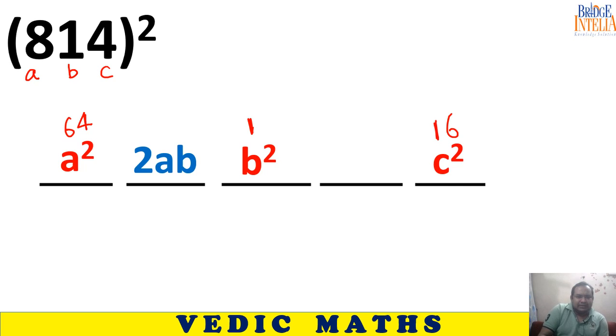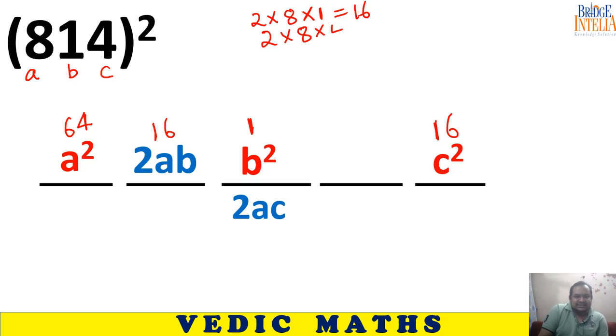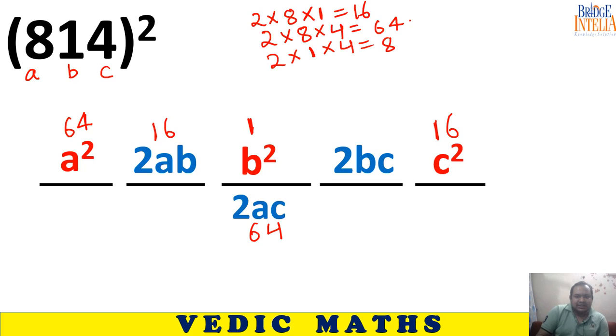What next? 2AB. So 2 into A is equal to 8, B is equal to 1. So that is equal to 16. So write 16 here. Then 2AC. So 2 into A is 8 and C is 4. So that is equal to 64. So 64 we have to write here. Then 2BC. So 2 into B is equal to 1, C is equal to 4. So that is equal to 8. So we write 8 here.